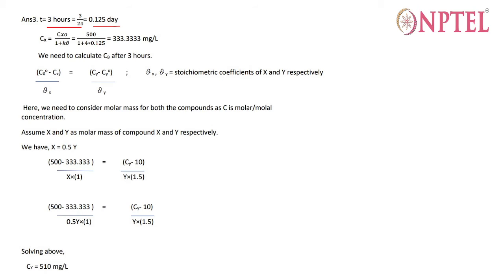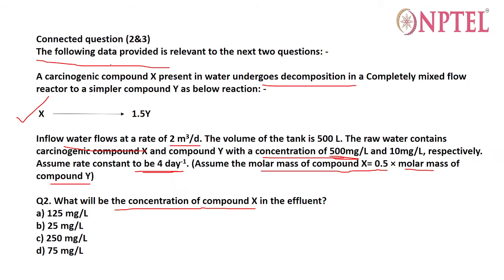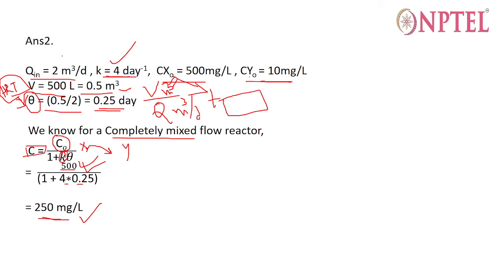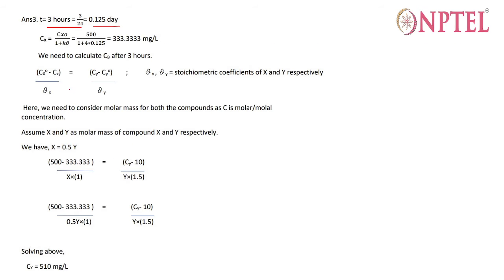Then what you have to do? Suppose CX is the initial compound, which was the carcinogenic compound, right? X is the carcinogenic compound. So what will be the concentration of X after 3 hours? We have to first calculate that. This is the similar equation which I used here, nothing else. You can write Cx and Cx naught, which I used for the initial one, and you can change it with IN, no issue.